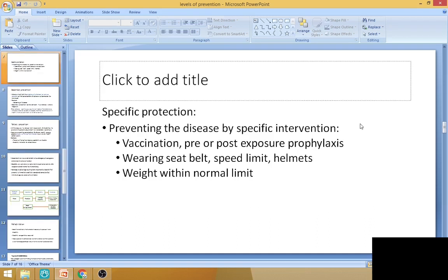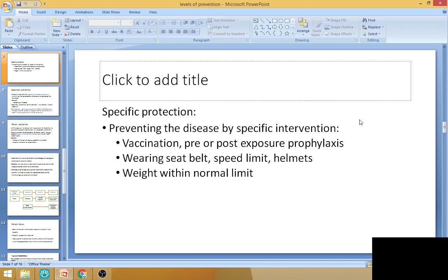Next, coming to specific protection. This is another intervention at the primary level. Under this, we prevent the disease by a specific intervention. Here it focuses on a specific area, like we have already told, vaccination, pre or post exposure prophylaxis.